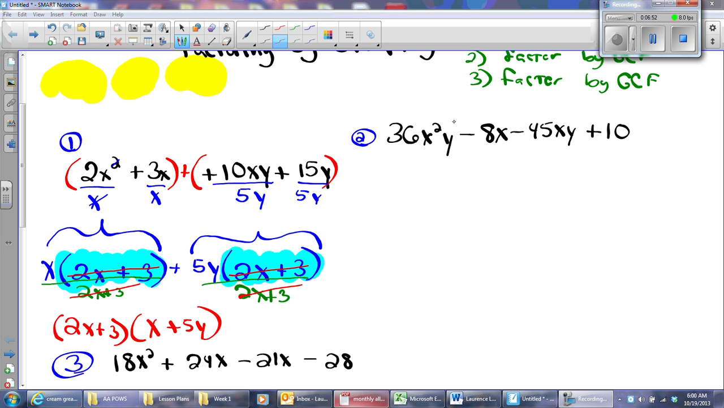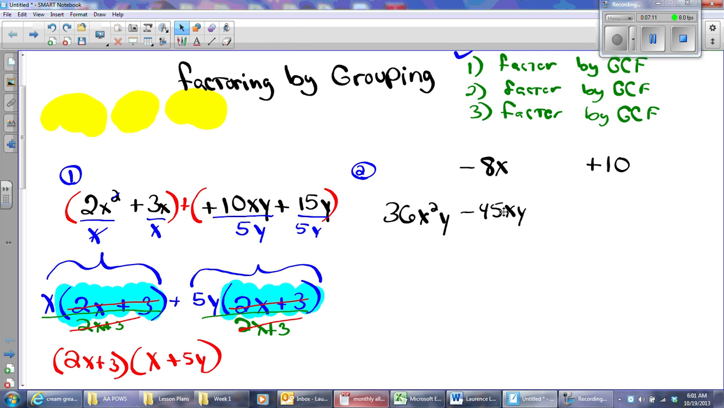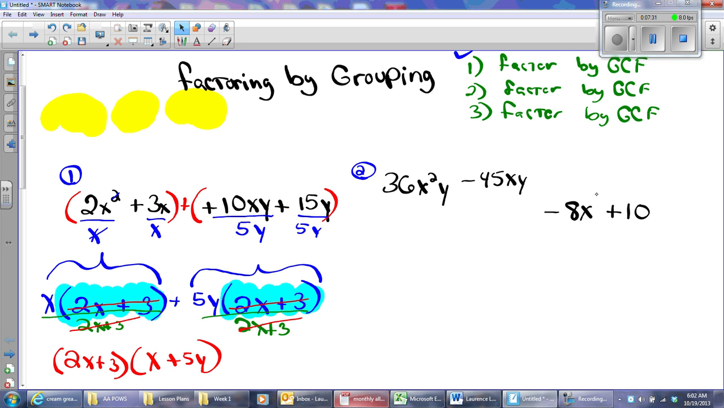All right, I've got this problem number 2 here, and I'm going to rewrite it so that I have common factors together. I mean, I do have common factors 36 and 8, but they don't jump out at me. You know what's really jumping out at me? The 36 and the negative 45y. And notice the sign moved with the term. Yeah, I see a GCF there pretty easy. And then I've got this minus 8x and this positive 10. I like those. Now, it doesn't matter how you group them as long as there's a GCF in each pair.